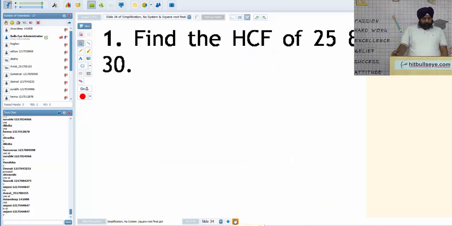Find the HCF of 25 and 30. Very simple question. It's 5. It's 5 into 5 and 5 into 6. It's definitely 5. Very simple.